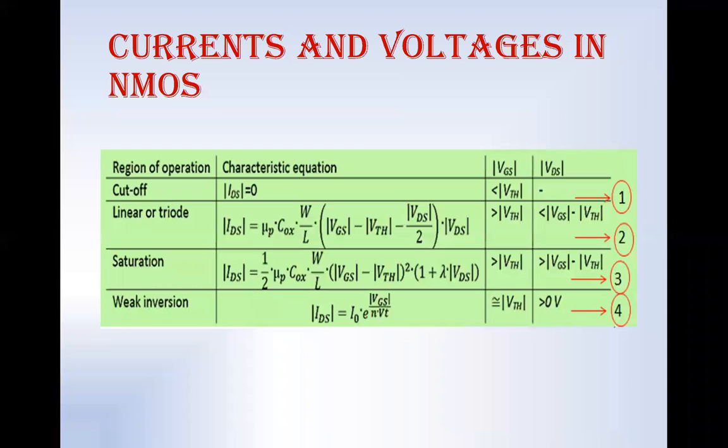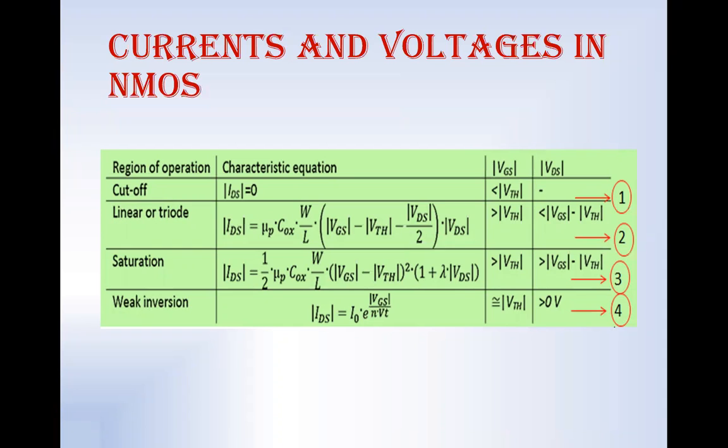There are 4 regions taken from the characteristics. In that, the cutoff region is the region below the VDS line, in which when gate voltage is less than VTH, the current will be 0.